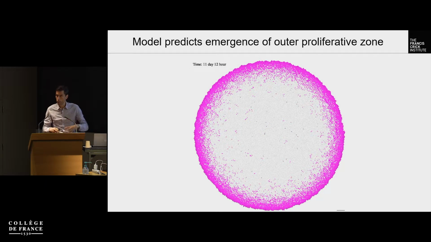So what you can see is that over time, and this is meant to simulate, I think, a couple of weeks or so of cell growth, you get this sort of tumoroid with a non-proliferative center and actually a proliferative margin.